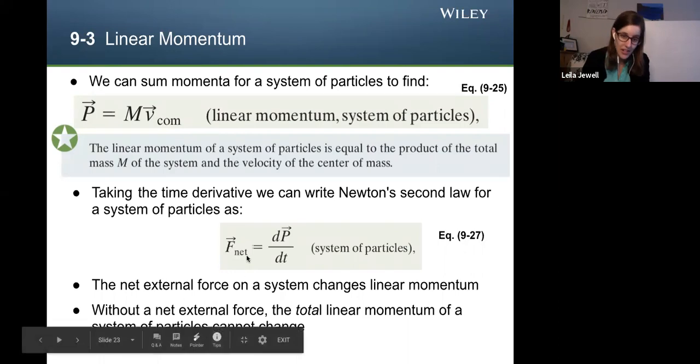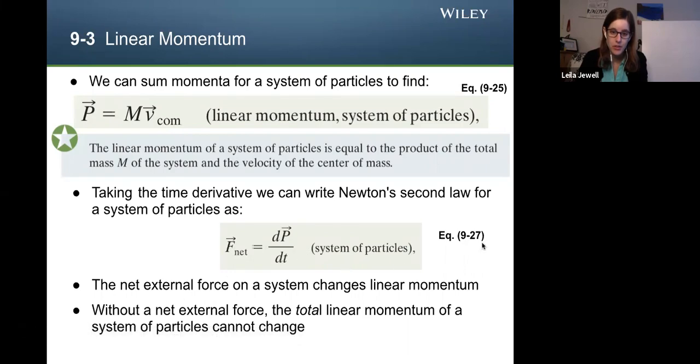But still, if there's a net force acting on the system, then it can change the linear momentum of the system. And if there is no net force acting on the system, then the total linear momentum of a system of particles cannot change. And that's what we examined in lab last week, is we set up a system of particles and they had some initial momentum, right? Maybe they were both moving, maybe one of them was moving, whatever you had it, but there was no net external force. And so we saw that the total linear momentum of the system was constant throughout.